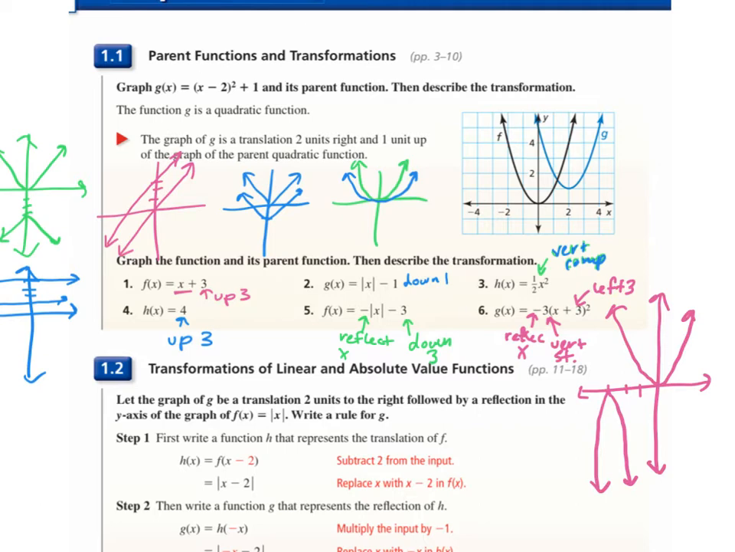Any questions on 1 through 6? So you guys should know by now, we've had so much practice doing this, how to go from our equation to our graph, and also how to go from the graph. If it gives you this graph, you need to know that your equation looks like this.